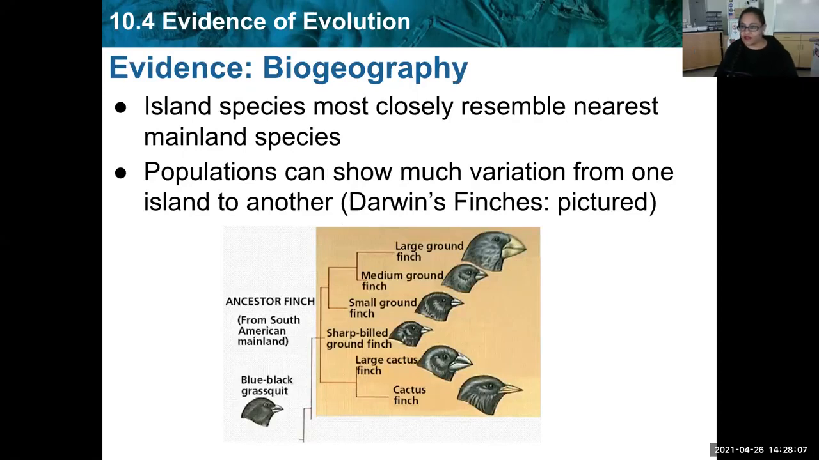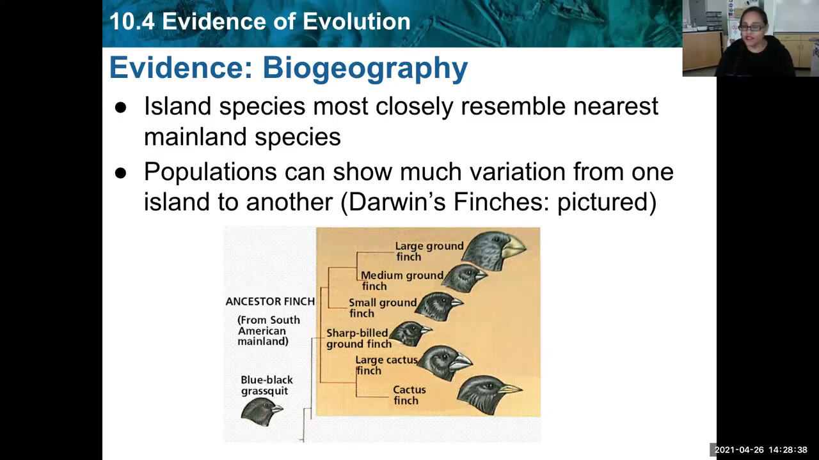Another line of evidence that Darwin used and many scientists use today is called biogeography. This is one of your vocabulary words, so you should have looked it up already, but bio means life, and then geography is the different places that different types of life live. So Darwin was famous for the Galapagos Islands. That's where he spent a lot of his journey. And he studied these birds called finches.